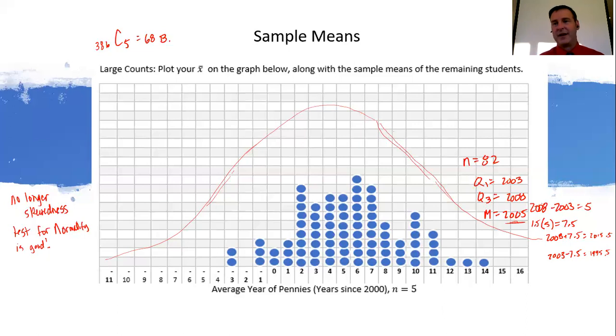Further, notice that your median 2005 is a little smaller. It was actually a little bit higher when we looked at previous work with our population representation.